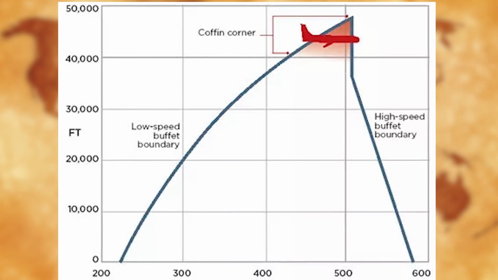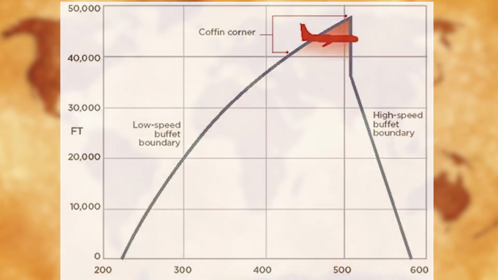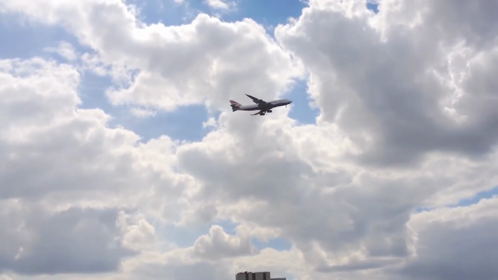However, pilots must be cautious as not to climb too high to the point where stalling meets overspeeding. This deadly region is known as coffin corner or the aerodynamic ceiling, and the only way to keep the flight safe is to descend to a lower altitude.